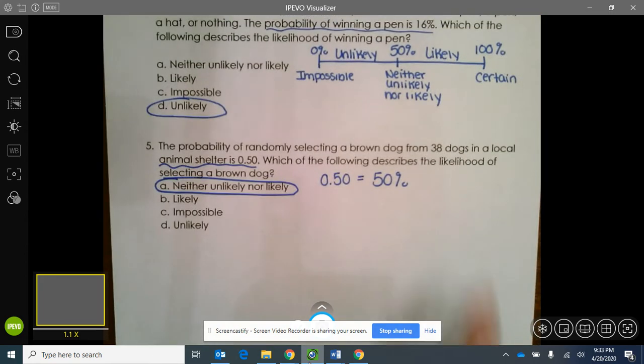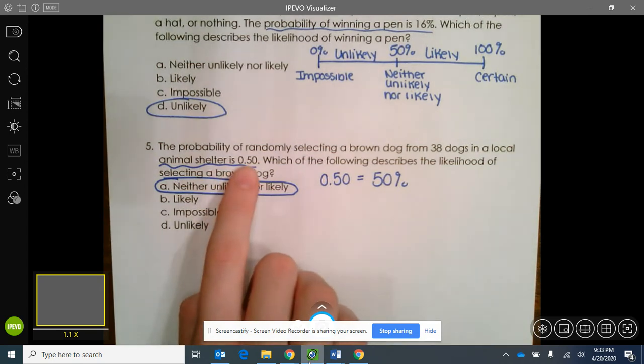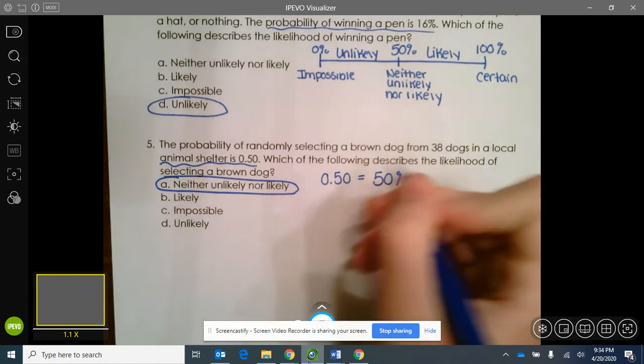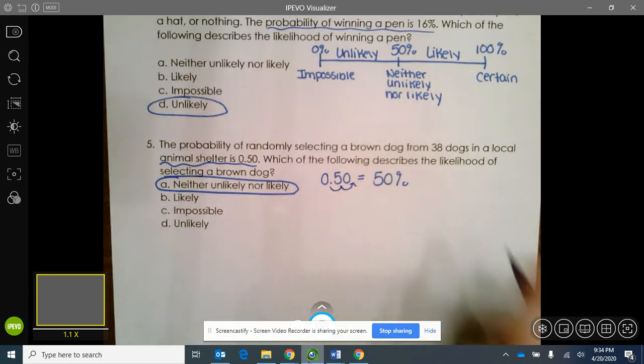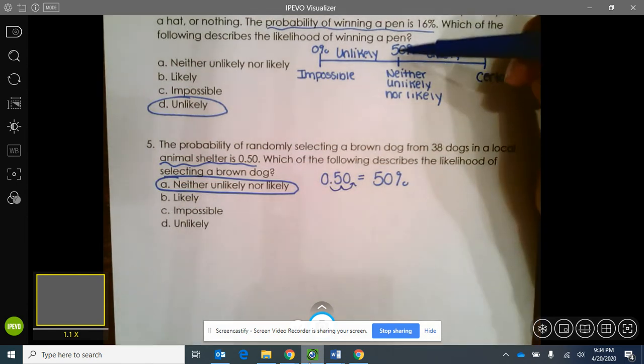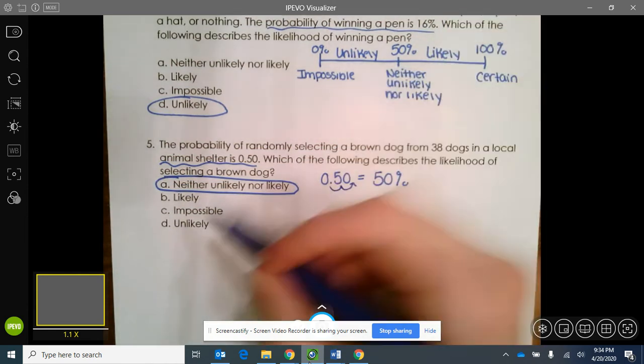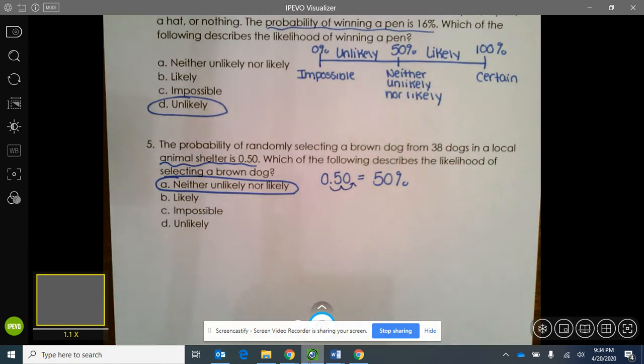For number 5, we're going to reference the same scale. So the probability of randomly selecting a brown dog from 38 dogs in a local animal shelter is 0.50. Which of the following describes the likelihood of selecting a brown dog? Now, the first thing I would do is convert that decimal of 5/10 to a percent. So move your decimal point 2 places to the right. That gives you 50%. So 50% is right in the middle of our scale here. It's neither unlikely nor likely. So you should have gotten neither unlikely nor likely for number 5.